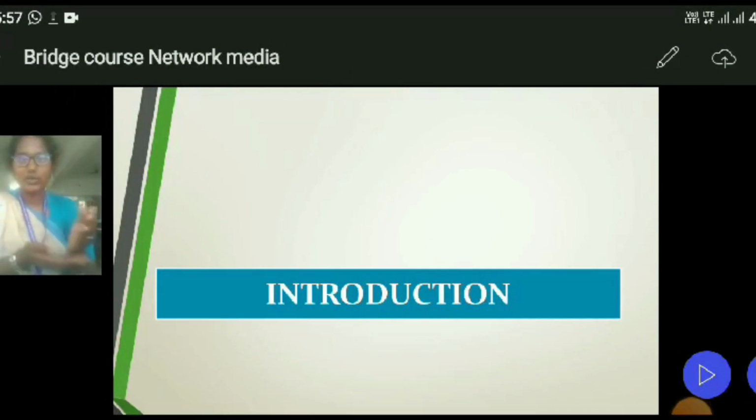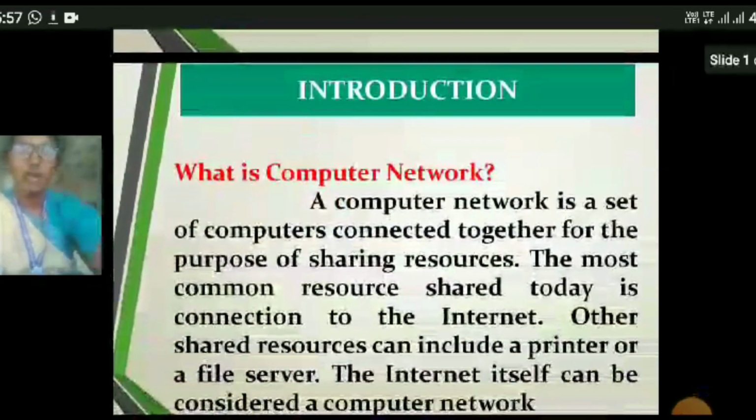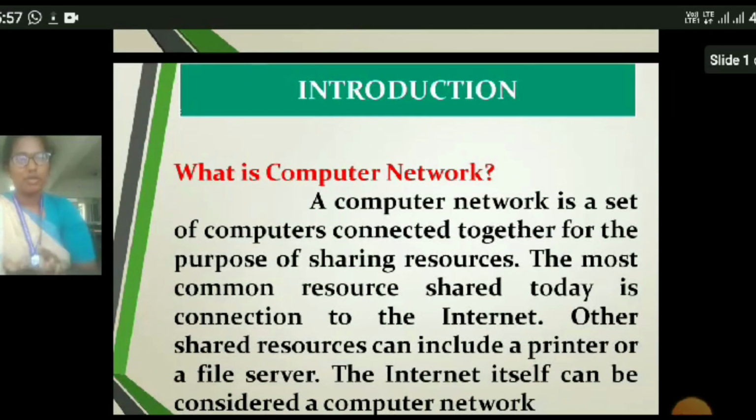Before getting into the topic, we are going to discuss what a computer network is and why we are using computer networks. A computer network is a set of computers connected together for the purpose of sharing resources. The most common resource shared today is a connection to the internet.